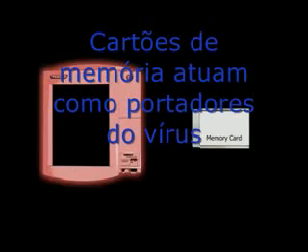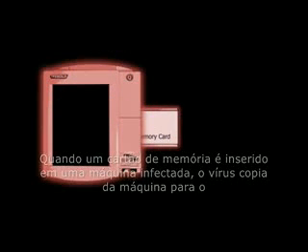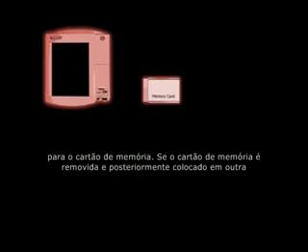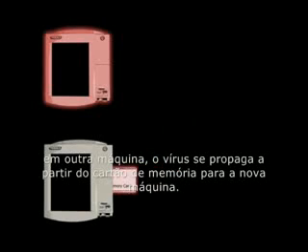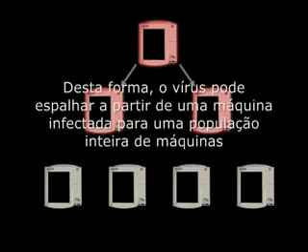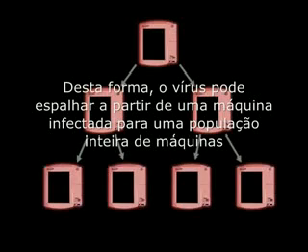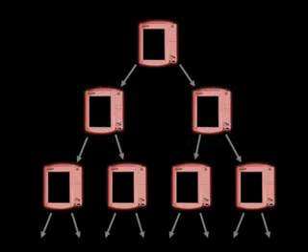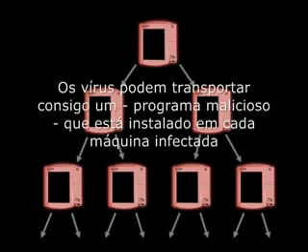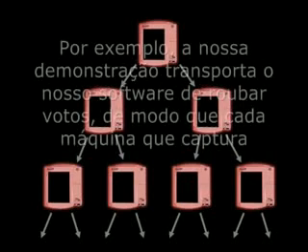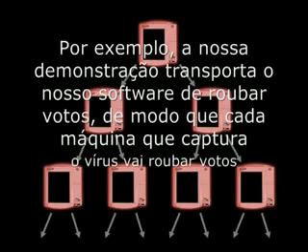When a memory card is inserted into an infected machine, the machine copies the virus onto that memory card. If the memory card is removed and later put into another machine, the virus spreads from the memory card to the new machine. In this way, the virus can spread from one infected machine to an entire population of machines. The virus can carry with it a malicious payload program that is installed on every infected machine. For example, our demonstration virus carries our vote-stealing software, so that every machine that catches the virus will steal votes.